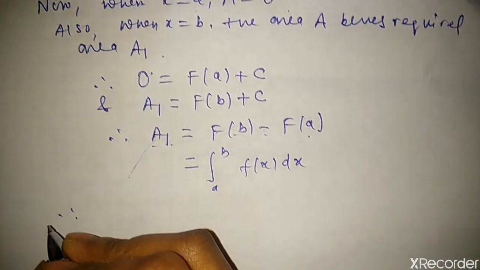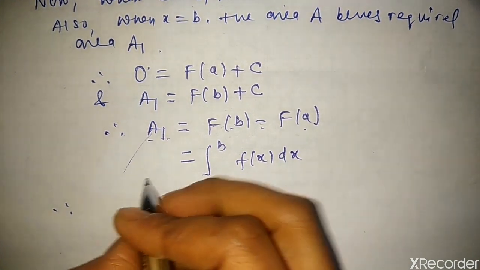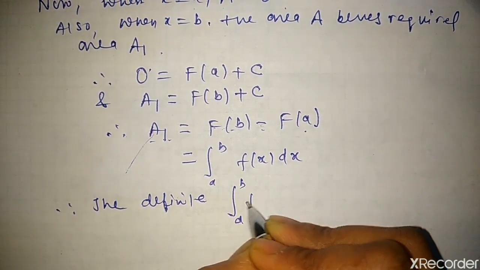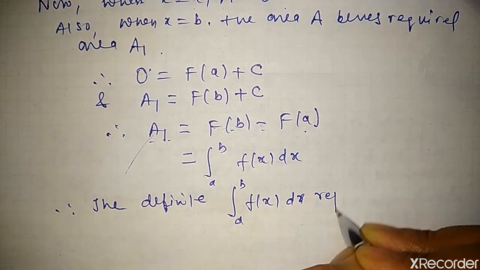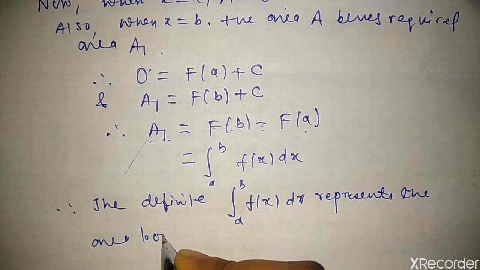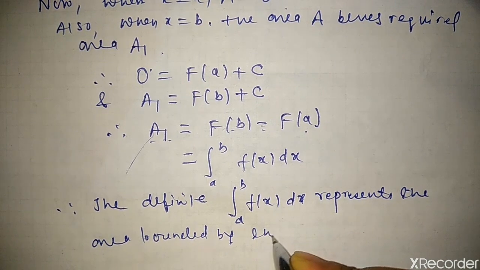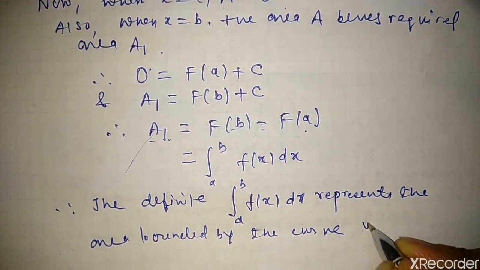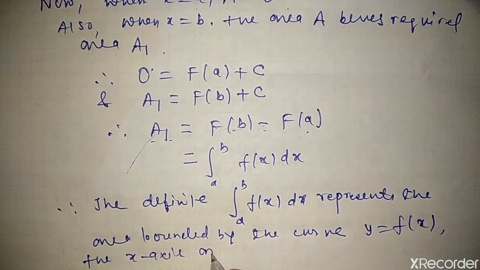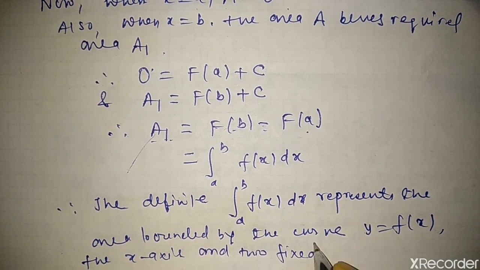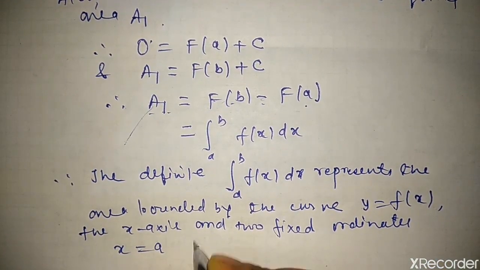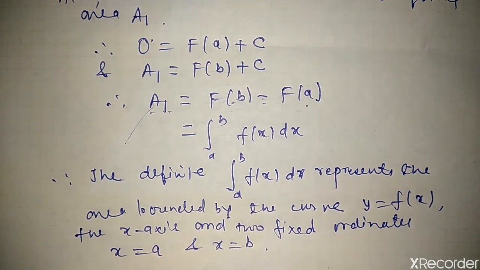Therefore, the definite integral from a to b of f(x) dx represents the area bounded by the curve y equals f(x), the x-axis, and two fixed ordinates x equals a and x equals b. Thank you.